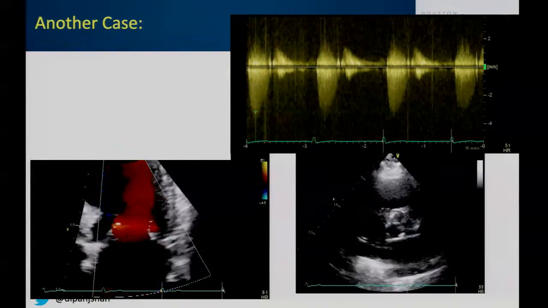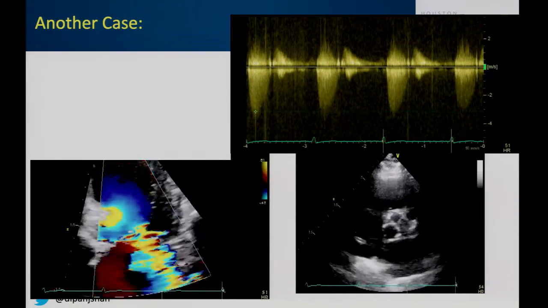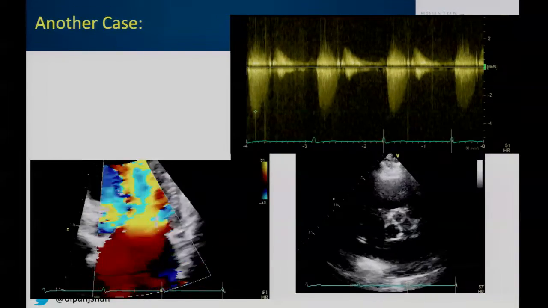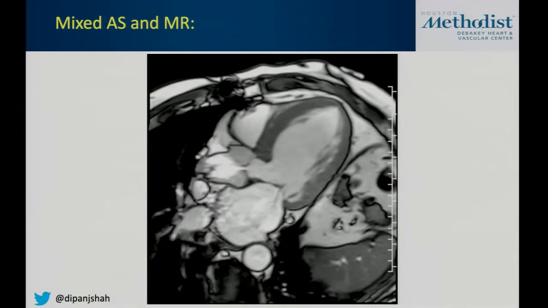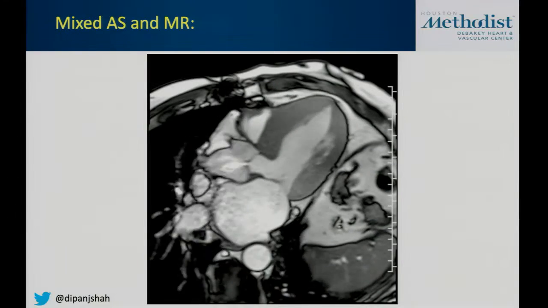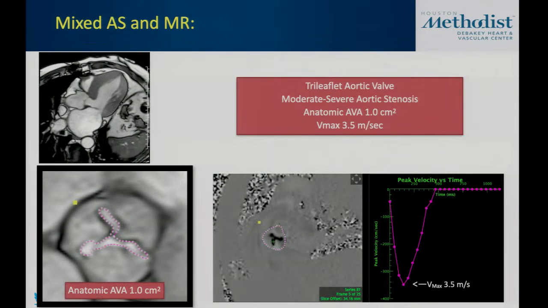And so here you've got a patient who, from the mitral regurgitation, you can see there's a color flow jet here in the left atrium. And there's also reduced opening of the aortic valve, as you can see. So there's a mixed AS-MR case. And in this case, if I look at this, there's a trileaflet valve. When I measured the velocity across the valve, there's a peak velocity of about 3.5 meters per second with an anatomic valve area of 1 centimeter squared.